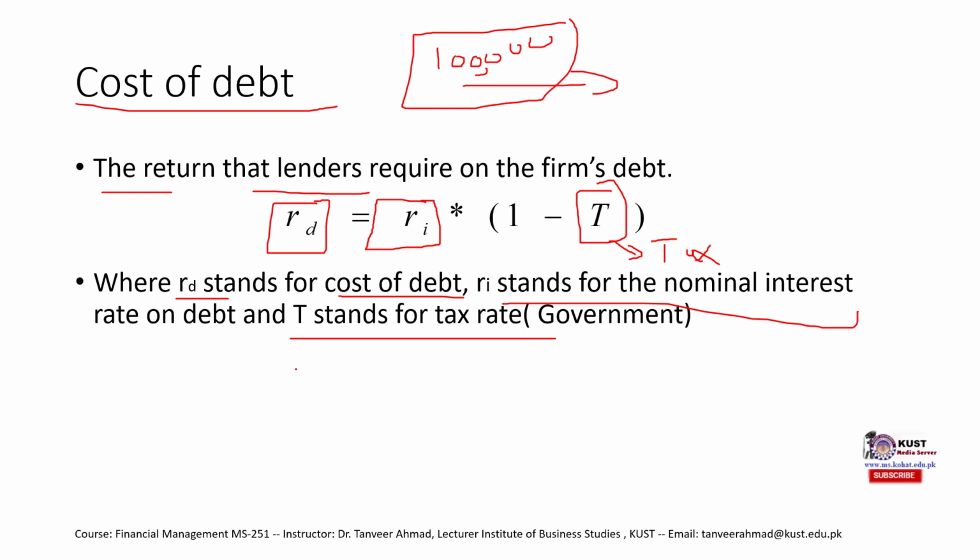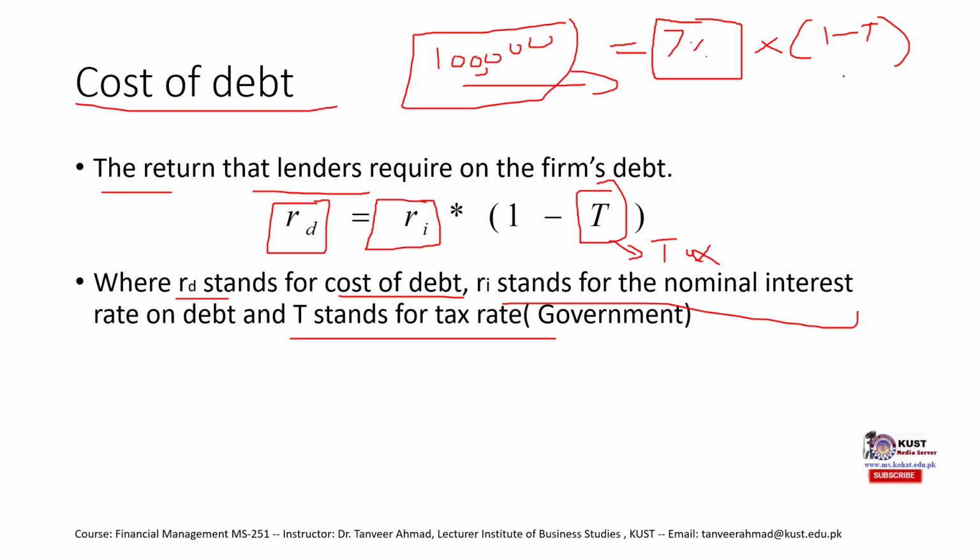Now, let's say someone borrows 1 lakh rupees from a bank and there is a 7% interest on that borrowed amount. Why shouldn't we consider just this 7% as a whole as our cost of debt? Why do we need to deduct the 1 minus tax rate? Why do we need to perform this equation?